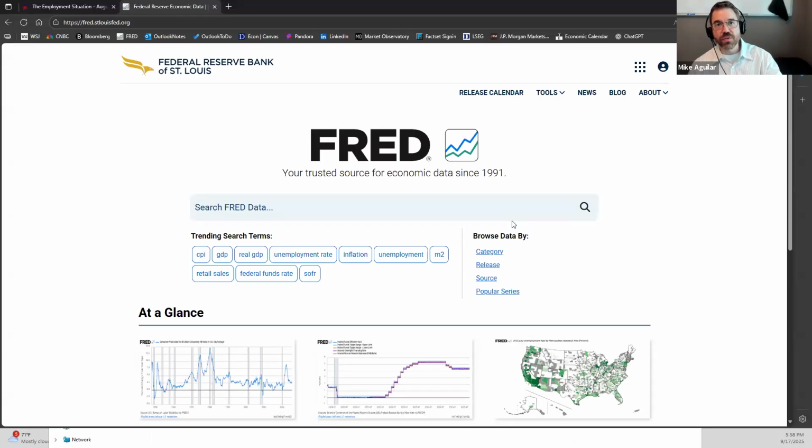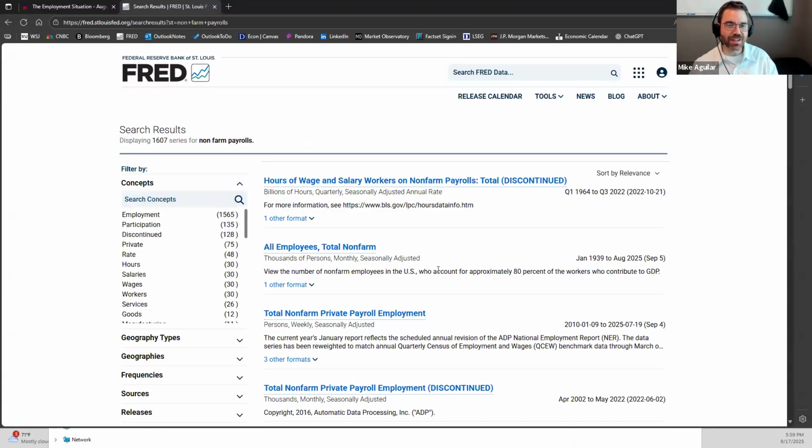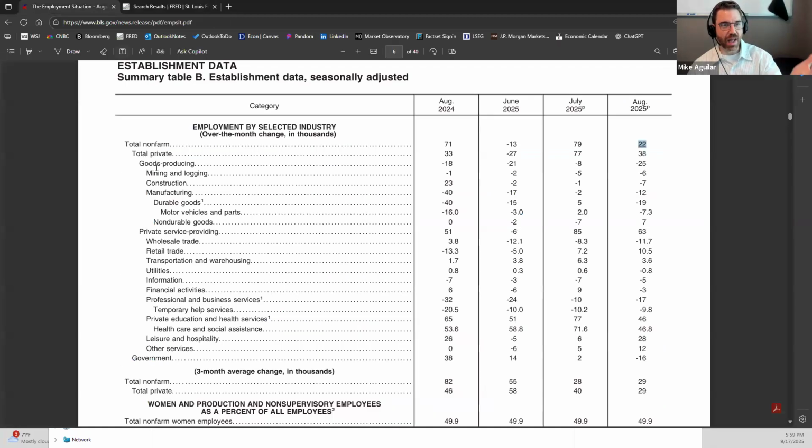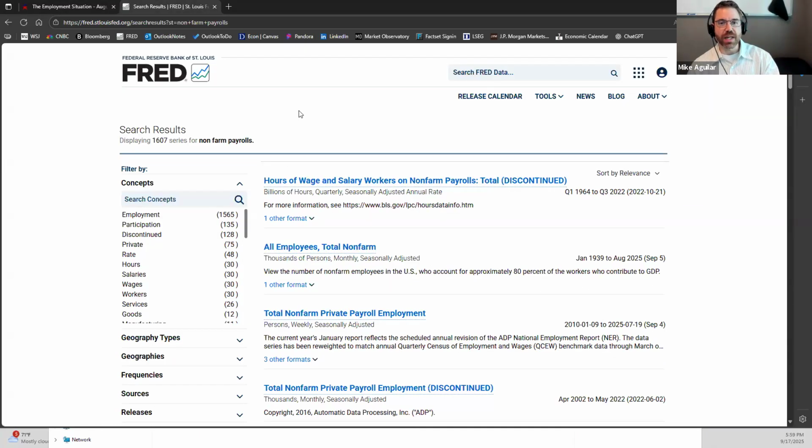There's a few ways that you could find this. All right, so if you type in non-farm payrolls, as I've said before, the FRED search bar isn't great. Sometimes it works: total non-farm private payroll employment, all employees total non-farm. That happens to be the one that we need, but it's hard to tell, right? Because you got this here and it's nice and it's total non-farm and then you have everything indented. So what I really need is a way to find that report.